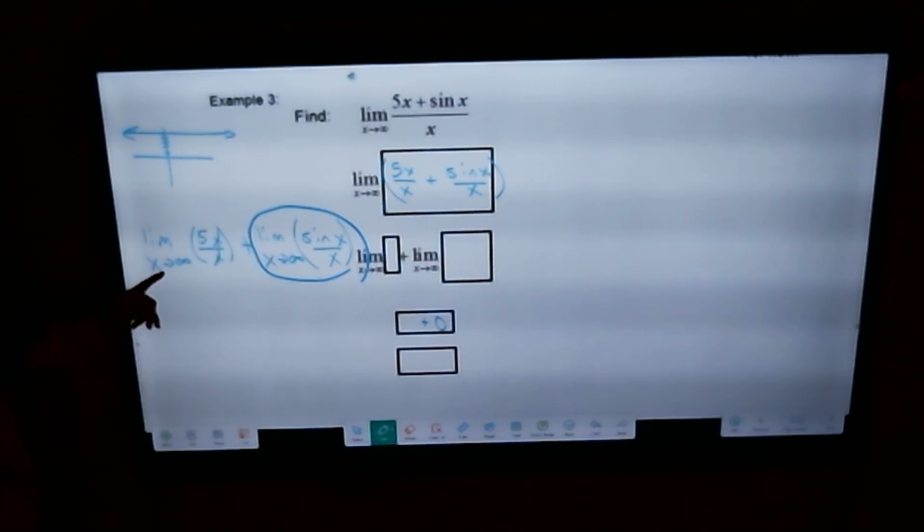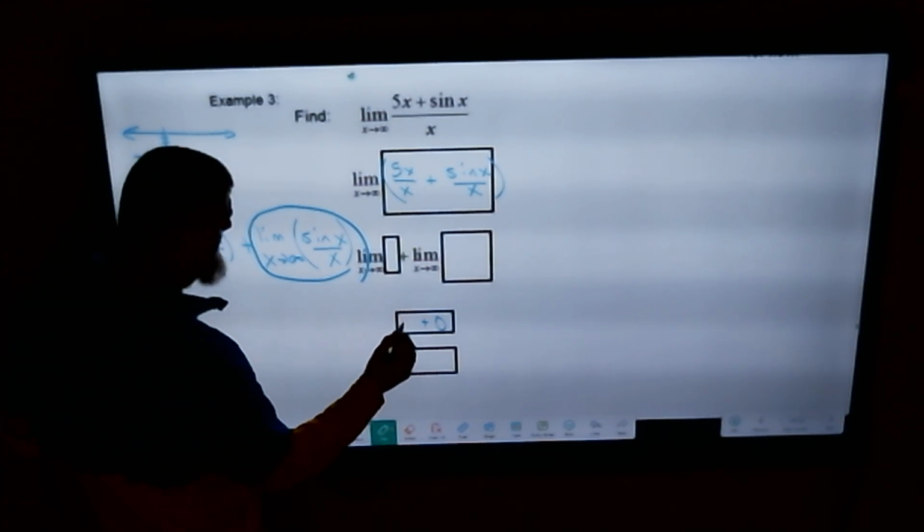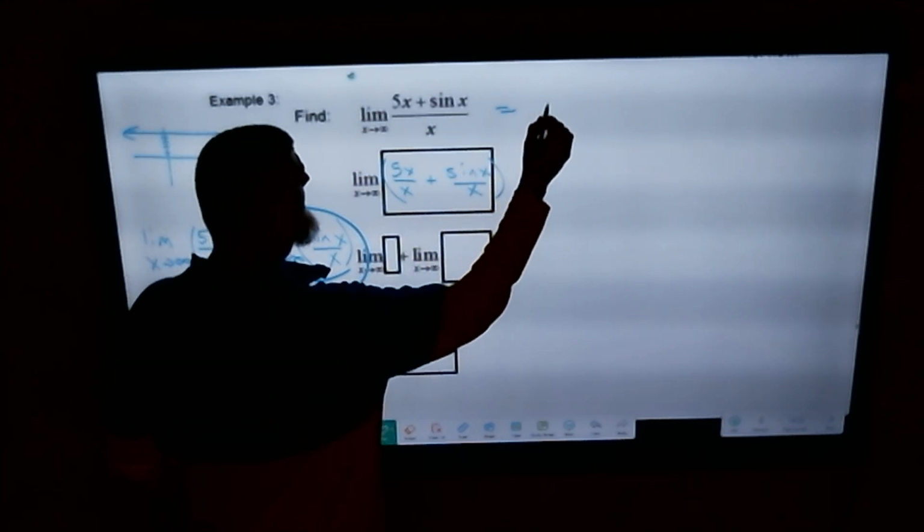If you think about it, as x goes to 1, that's 5 over 1, which is 5. As x goes to 2, that's 10 over 2, which is 5. As x goes to 10, that's 50 over 10, which is 5. It doesn't matter. Whatever we put in for x is going to equal 5. So then my answer here is 5.